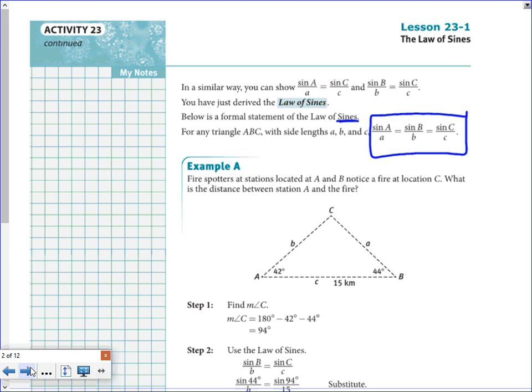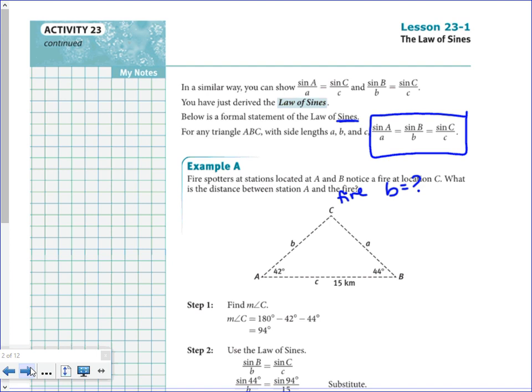So let's look. Fire spotters at station A and B notice a fire at location C. So our fire is here. What is the distance between station A and the fire? So we are trying to go from A to the fire. So what we're going to be looking for is B. The reason they don't just say find B, they're trying to get you to use the word problem to figure out what you even need to look for.